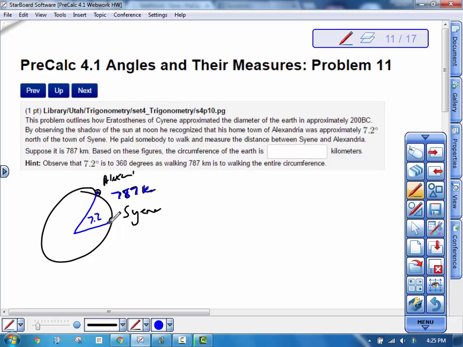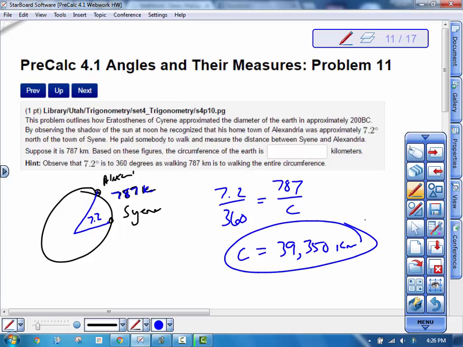So basically, they just want us to find the circumference of the Earth now, and to do that, we can do 7.2 divided by the total angle. So little angle divided by total angle 360 is equal to little distance 787 divided by total distance, the circumference. So solve for circumference by cross multiplying and solving, and you end up getting C equals 39,350 kilometers, which is pretty close to the circumference of the Earth. It's pretty good for 200 BC.